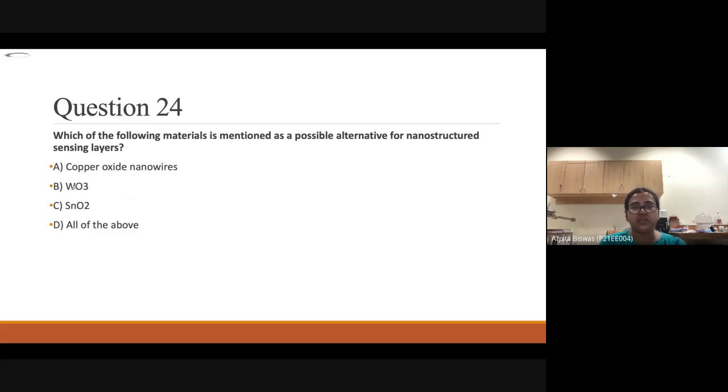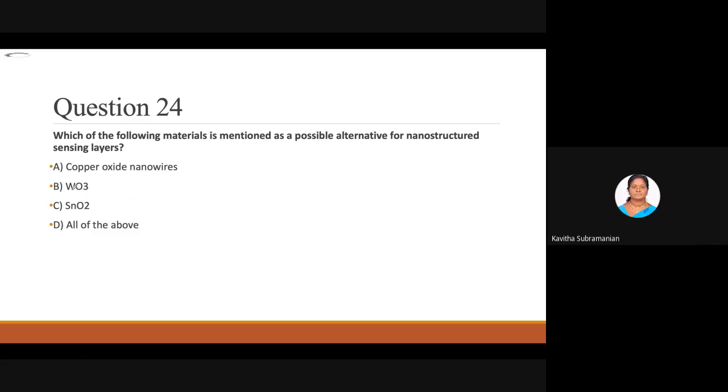Which of the following materials is mentioned as a possible alternative for the nanostructure sensing layer? First option is copper oxide nanowires. Second option is WO3. Third option is SnO2. And the fourth option is all of the above.